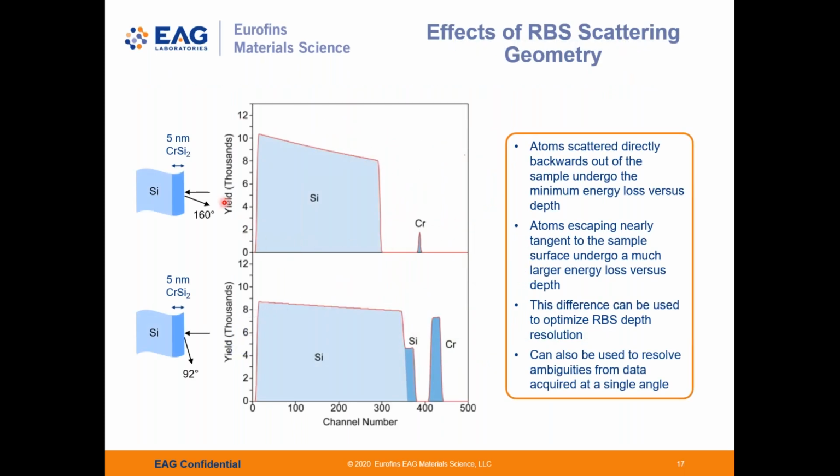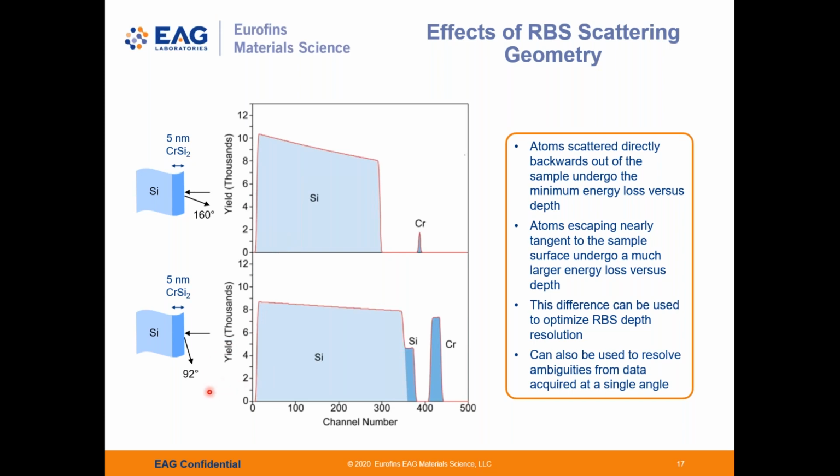The film is a 50 angstrom chrome silicide on silicon substrate. Two spectra are shown. 160 degrees comes from the normal 160 degree detector, this top plot, and 92 degrees, that's the bottom.